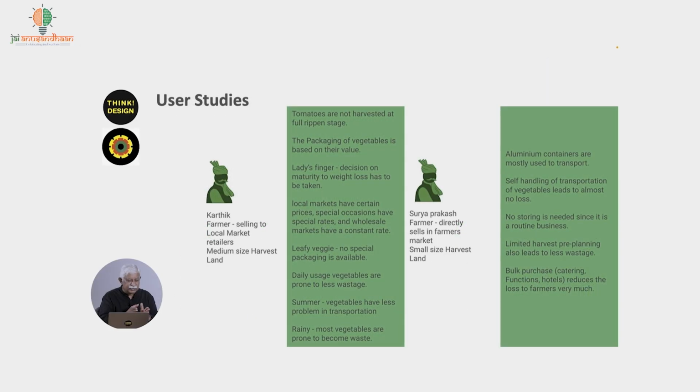So user studies were done with, for example, Karthik, who is a farmer who sells to the local market and has a medium size harvest. Surya Prakash, again a farmer, sells directly to the farmers market and has a small harvest land.